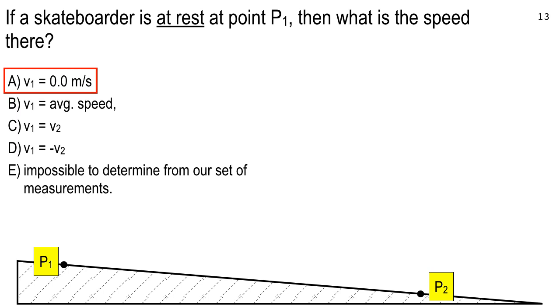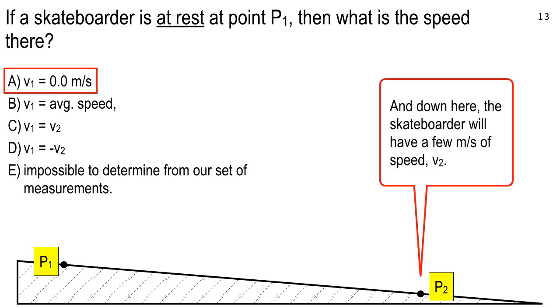Okay, now let's go and ask another question. Or let's make a note here. Down here, the skateboarder will have a few meters per second of speed. We'll call that V2. So that's like Joyce down here. Now, if we had a speed gun, we could have timed her speed, which they use for cars. They don't use it for skateboarders usually, but they could if they wanted to. And we'd get 2.5 or 3.1 meters per second, something like that. But let's just call it V2.